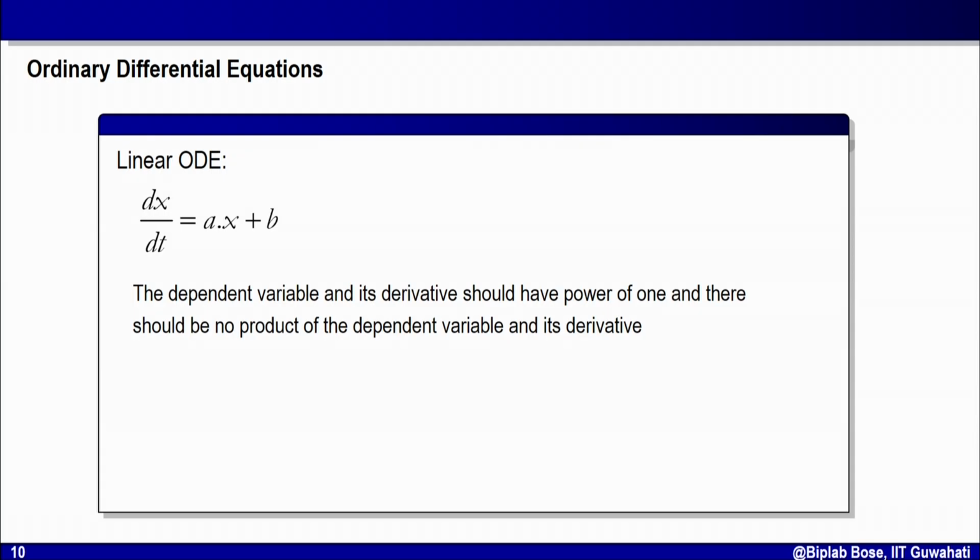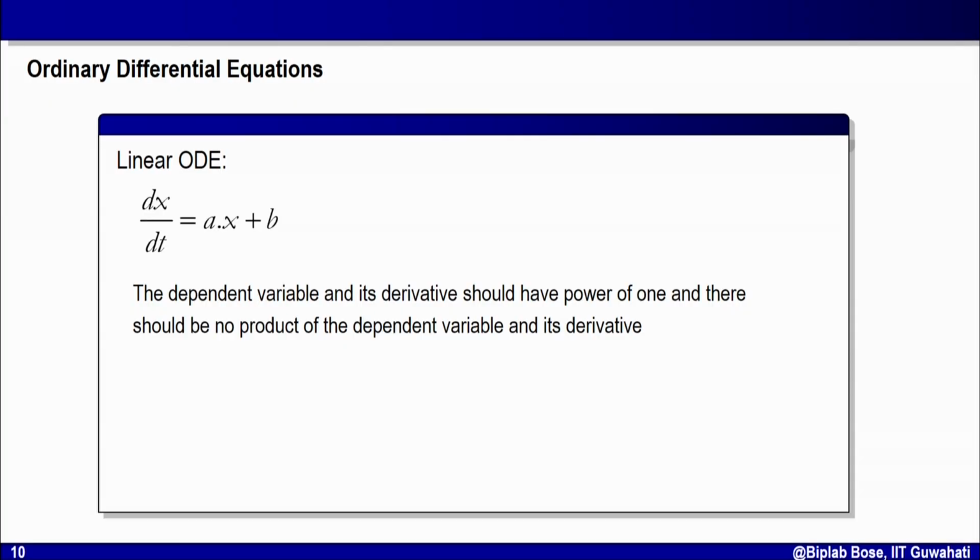Now we will discuss some basic differences between certain types of ODE. Let us start with the simplest one, the linear ODE. A linear ODE is such that the dependent variable and its derivatives have power 1, and there is no product of multiplication of its dependent variable and its derivative. Let us explain with this example.